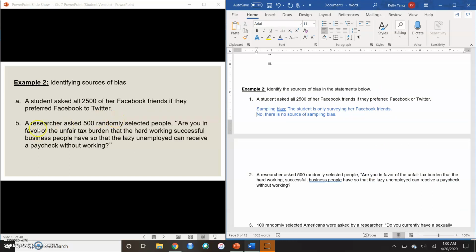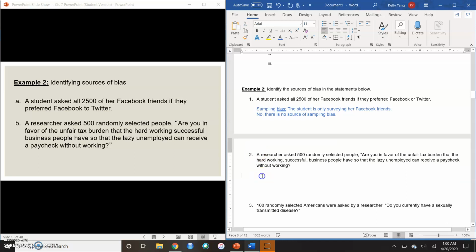Now the second example: a researcher asked 500 randomly selected people, are you in favor of the unfair tax burden that the hardworking, successful business people have so that the lazy unemployed can receive a paycheck without working? So that's a mouthful. What type of bias is present in this question? I hope you answered that this is definitely measurement bias.